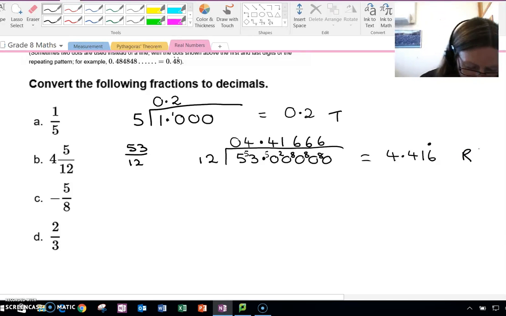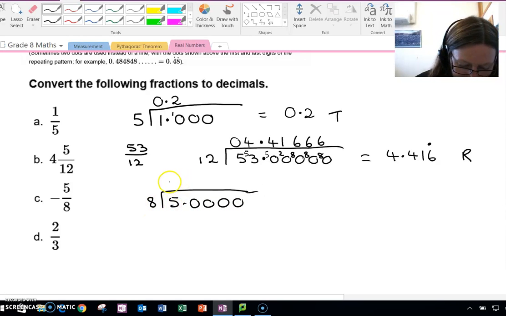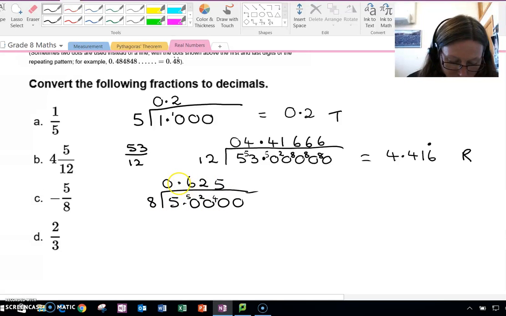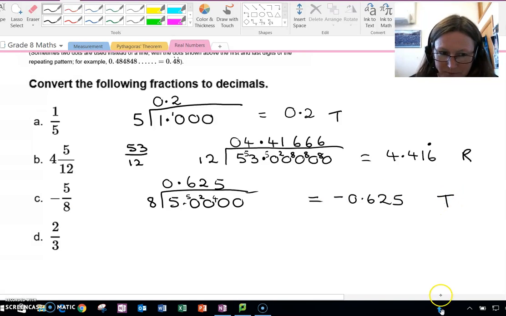-5 over 8. So I will put my 8 there, my denominator and my numerator, put my zeros down, not sure how many, so I'll just put a few. 8 into 5 doesn't go, 5 left over. 8 into 50, 6 8s are 48, so 2 left over. 8 into 20 is 2, which is 16, and 4 left over. 8 into 40 is 5 exactly. Transfer my decimal point up, so it's 0.625, and then I must remember there's a negative out the front, so it's a negative here, and this decimal ends, so it is terminating.